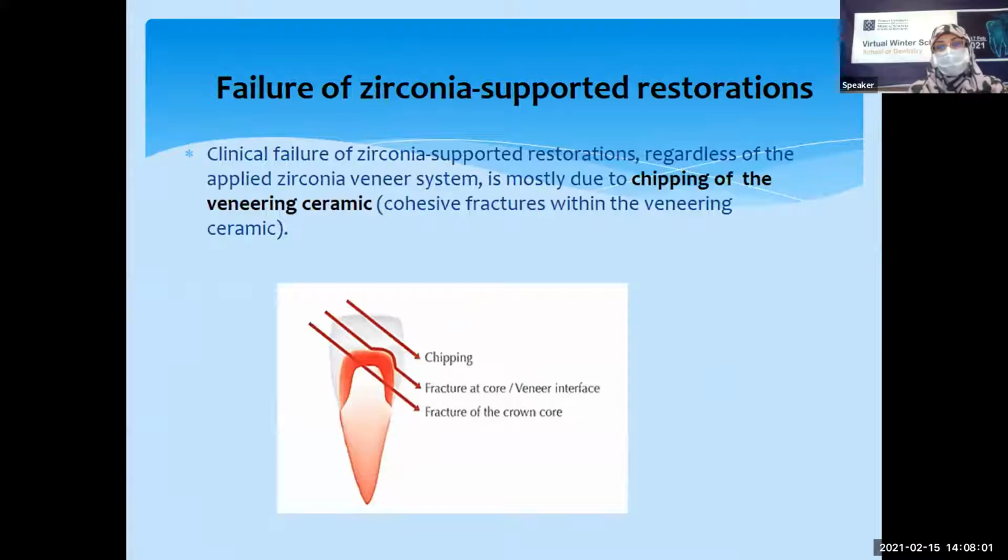Failure of zirconia supported restoration. Most clinical failures of zirconia restorations are due to chipping of veneering ceramic. We also have some adhesive failure at the interface of the zirconia core and veneering ceramic. Sometimes we also have some fracture of the crown core, but most failures of zirconia restoration are due to chipping of veneering ceramic.